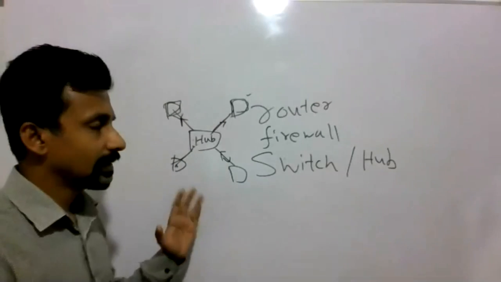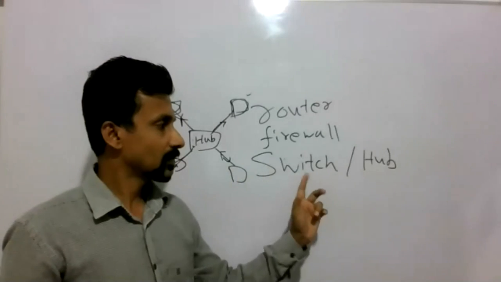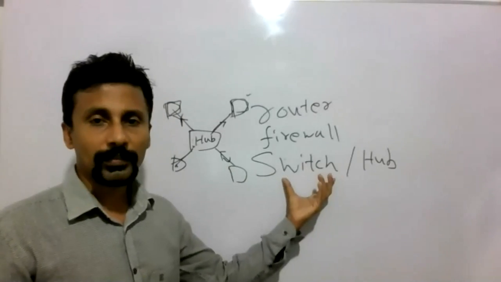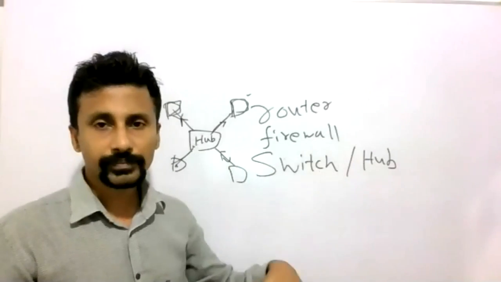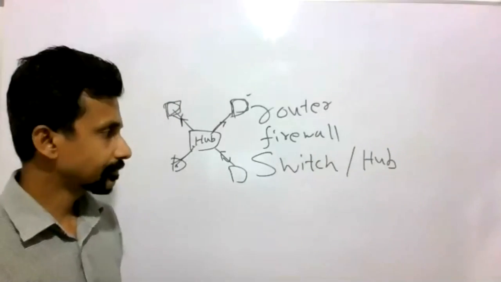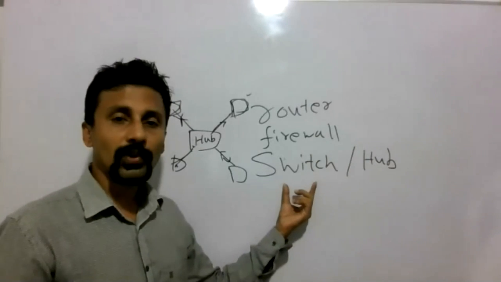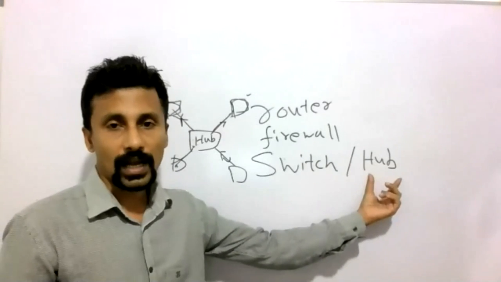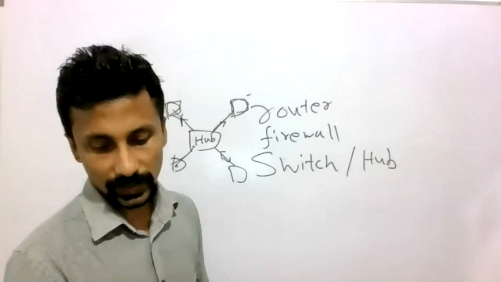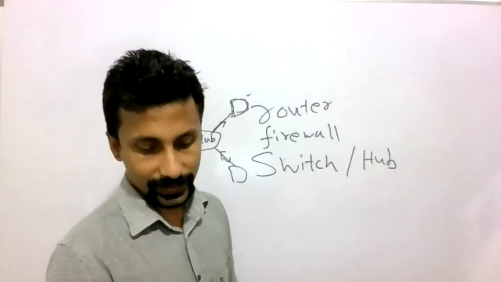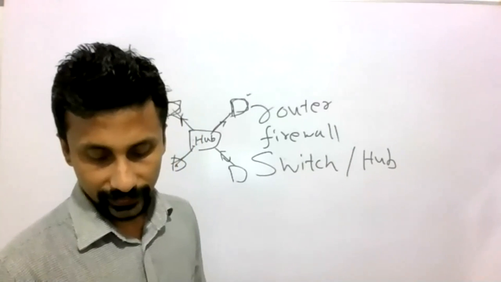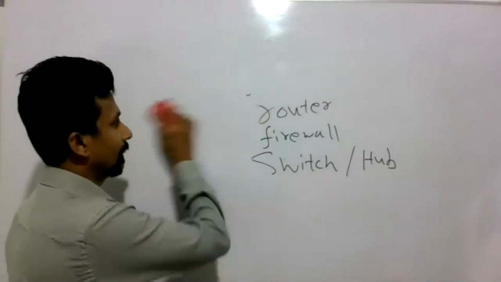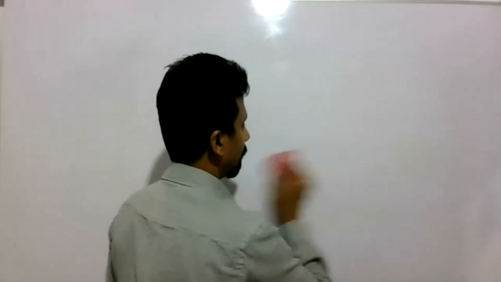When comparing switch and hub, the switch is intelligent and the hub is not. The switch sends to the relevant computer only, but the hub sends to all, even if they are not accepting. And the other thing is that the switch is full duplex, while the hub is half duplex. Those are things you will get in the exam, for the MCQ, this kind of question. Then different types of network. Network types are there.